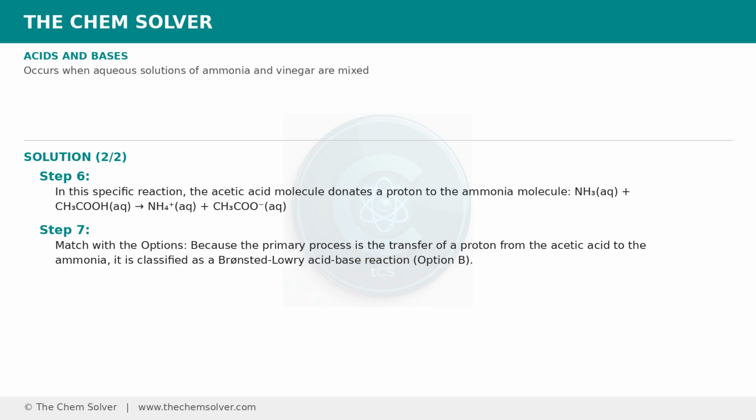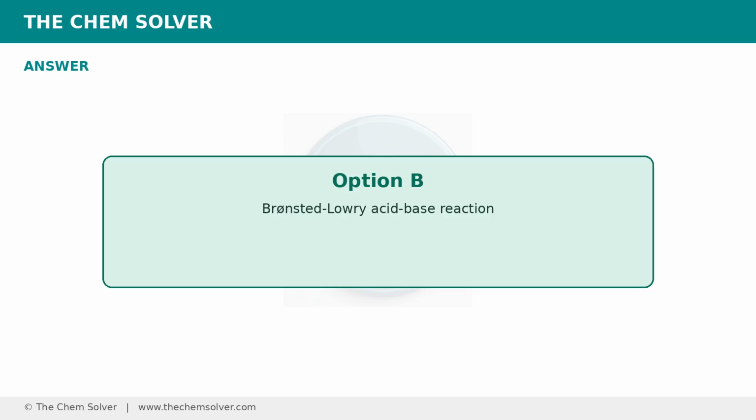NH3 plus CH3COOH gives NH4+ plus CH3COO-. Match with the options. Because the primary process is the transfer of a proton from the acetic acid to the ammonia, it is classified as a Bronsted-Lowry acid-base reaction, option B. The correct answer is option B, Bronsted-Lowry acid-base reaction.